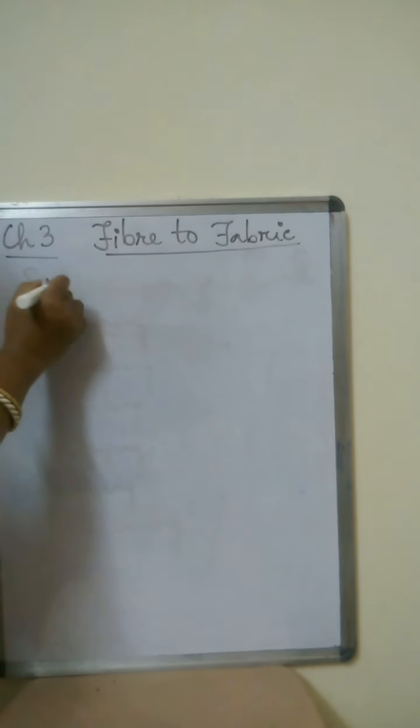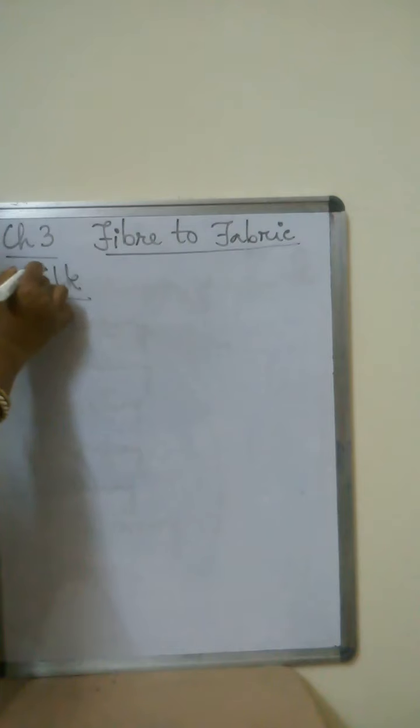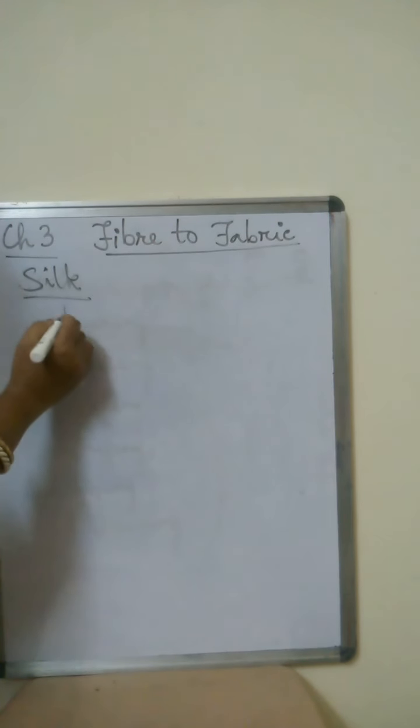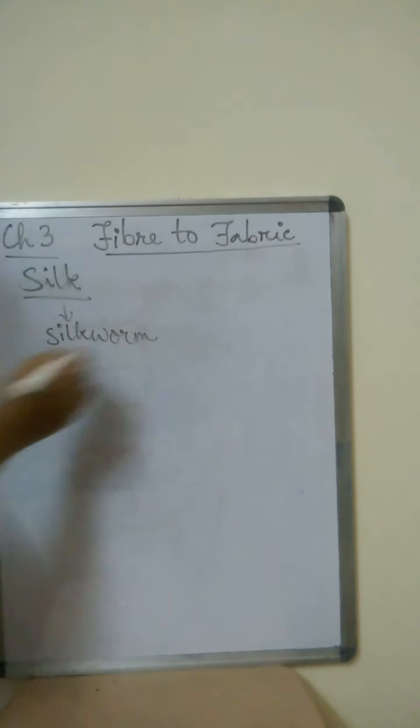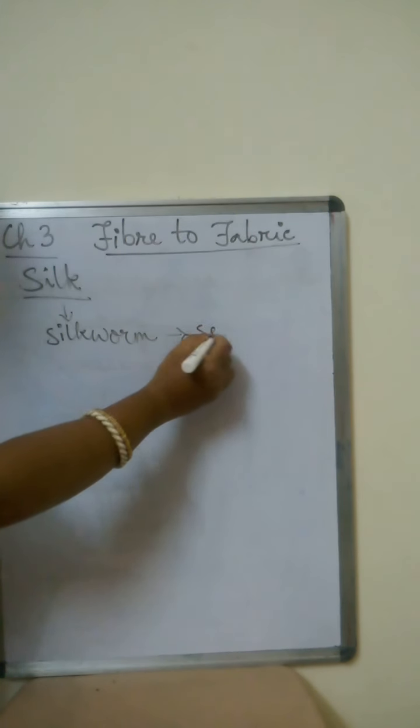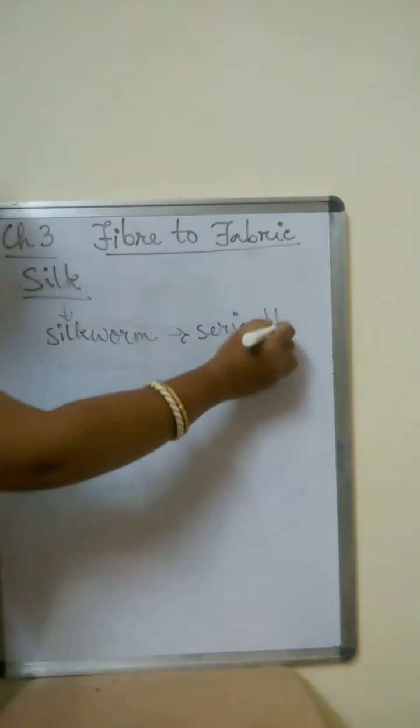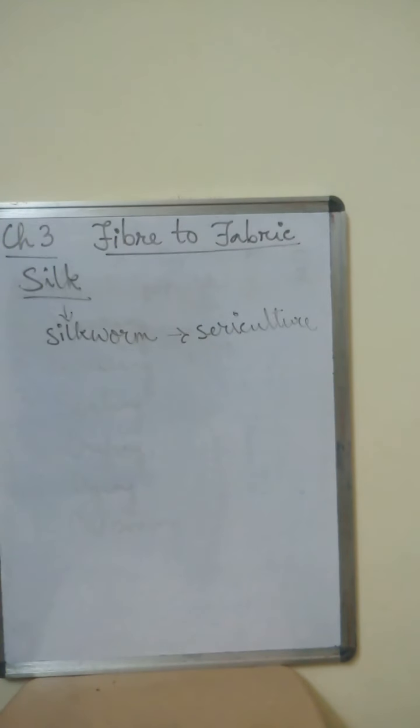Similarly, we also have a process for taking out silk. Now in order to get silk we need silkworm, right? These silkworms are being reared, and rearing means they are being taken care of. That part is called sericulture. So rearing of silkworm is called sericulture.